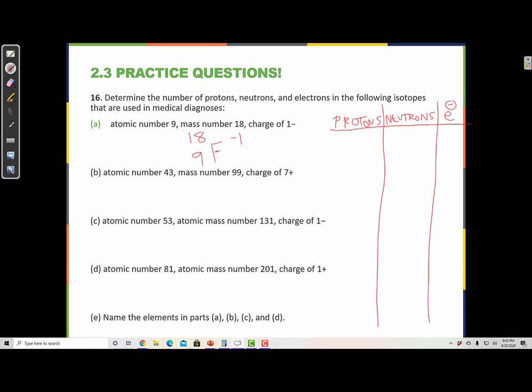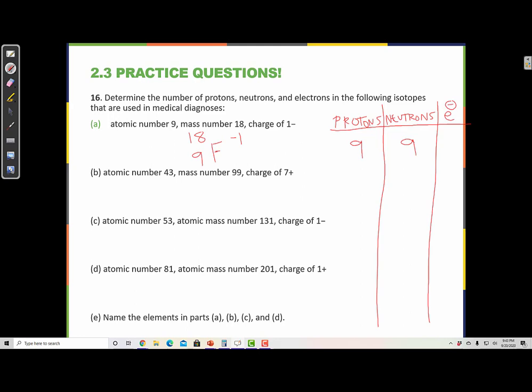So when we know what the atomic number is, then we know what the number of protons is. It's the same. The number of neutrons we can find by taking the mass number and subtracting the atomic number. So in this case, 18 minus 9 equals 9 neutrons. And so this has a charge of -1.